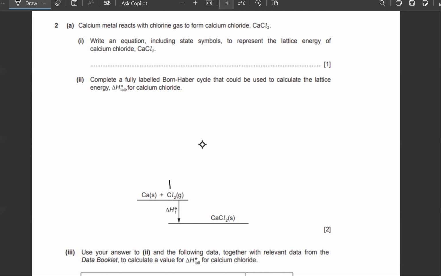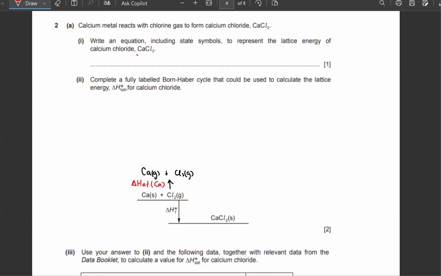So first thing, calcium is atomized and nothing happens to Cl2. Cl2 is a gas. So that's step number one, and I'm going to label it. That's the enthalpy of atomization of calcium.